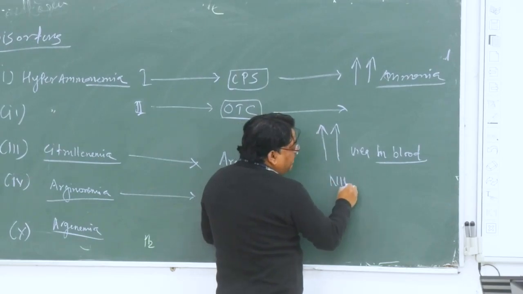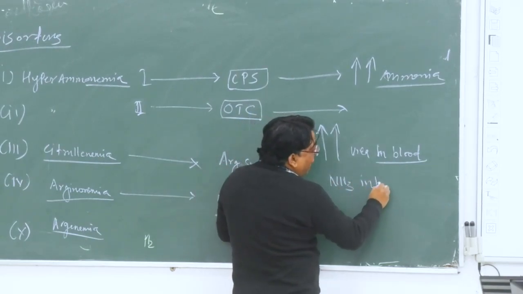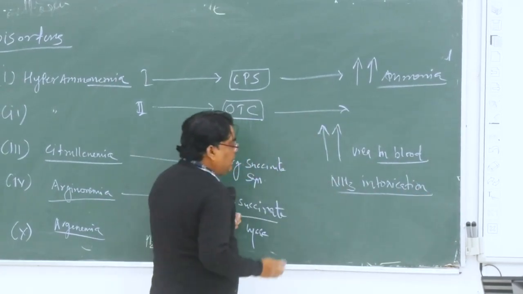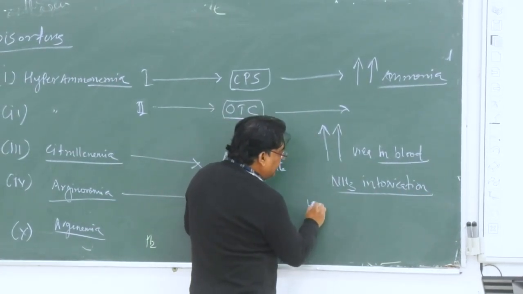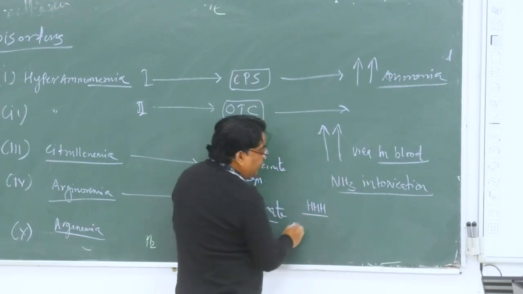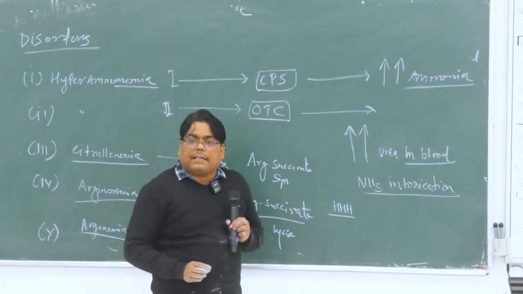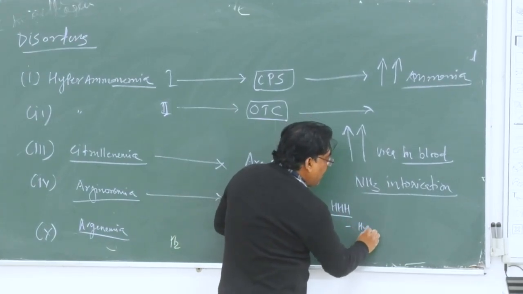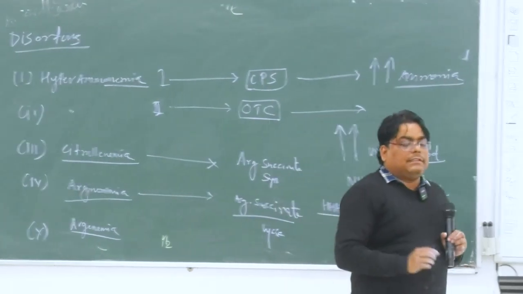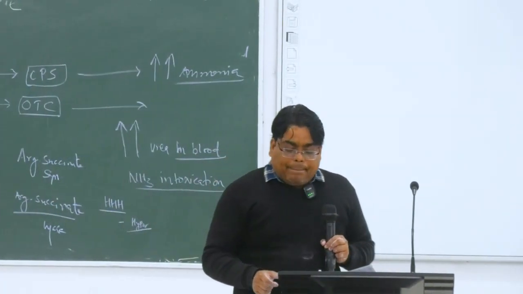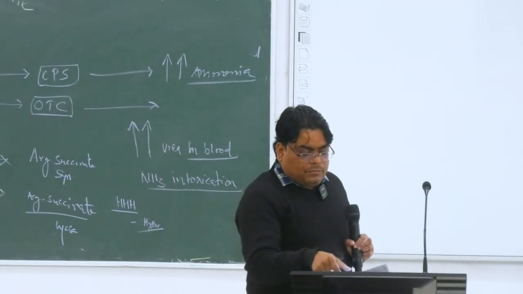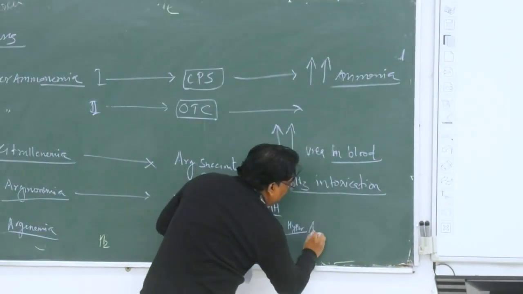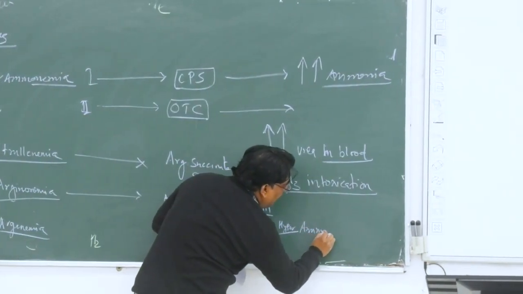Ammonia intoxication is primarily... And there is one, I told you in the starting, HHH syndrome, related with the urea cycle. This is hyperammonemia. HHH syndrome is hyperammonemia. Right here, hyperammonemia.